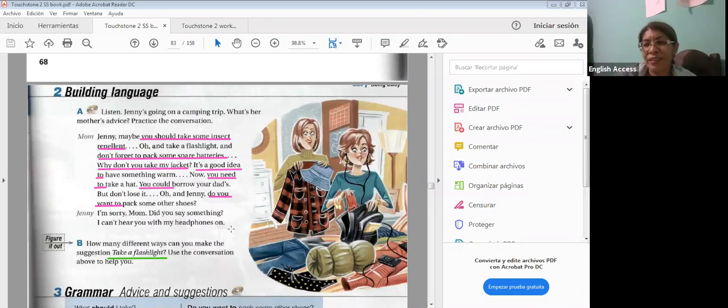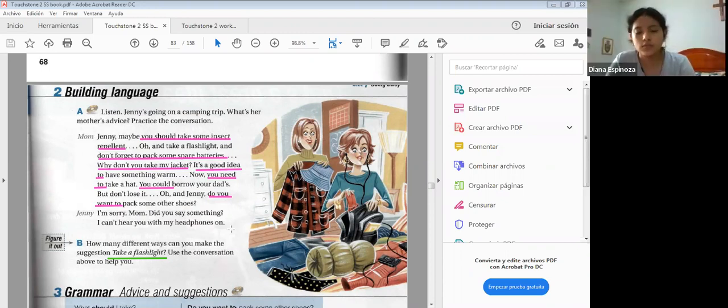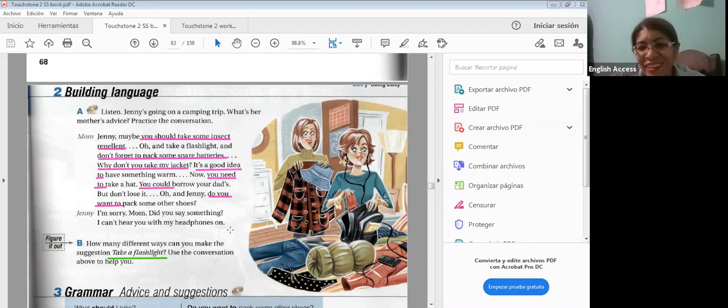Why don't you take some insect repellent? Excellent. Another one? Do you want to take some insect repellent? Yes. Can you see? So we have different ways to give one suggestion. Okay. So let me check. I guess I have another example.